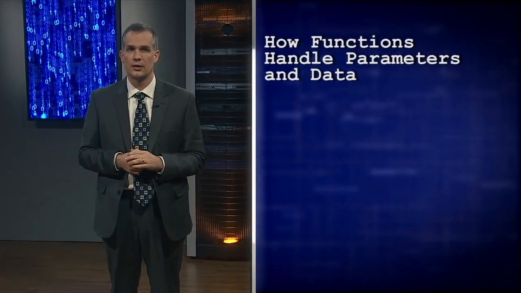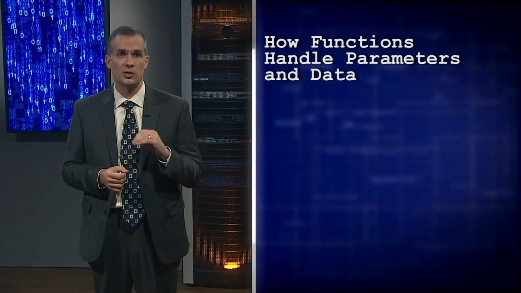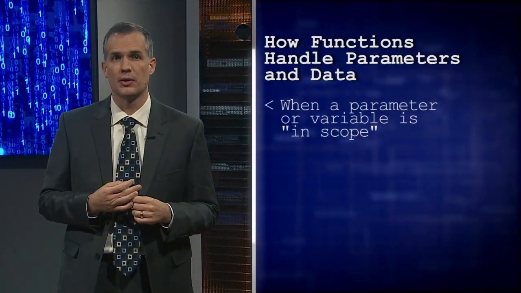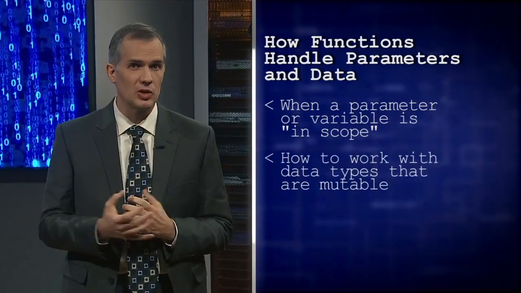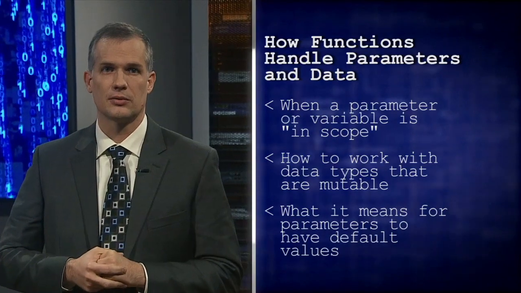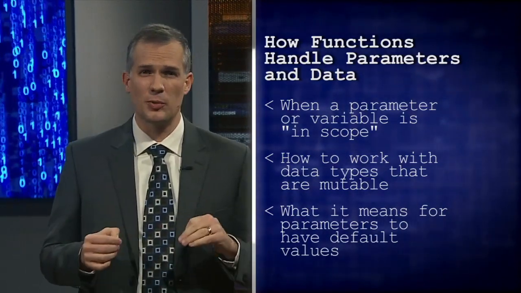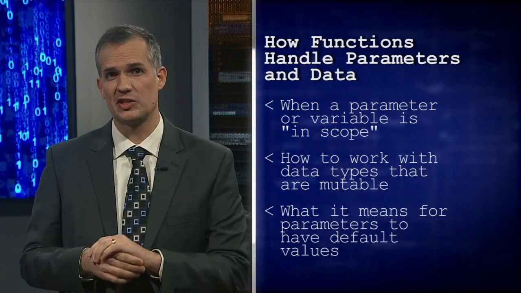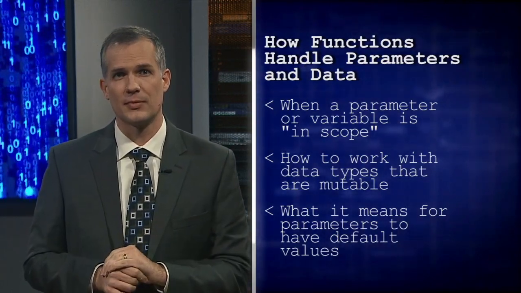So, we're going to spend some time going through the details of how functions really handle parameters and data. Along the way, we'll also learn about the key ideas of when a parameter or variable is in scope, how to work with data types that are mutable, and what it means for parameters to have default values. Some of these topics are often seen as some of the most challenging parts of programming to grasp. As you gain experience with programming, this will become more familiar and easier to deal with. But it's often a challenge at first.